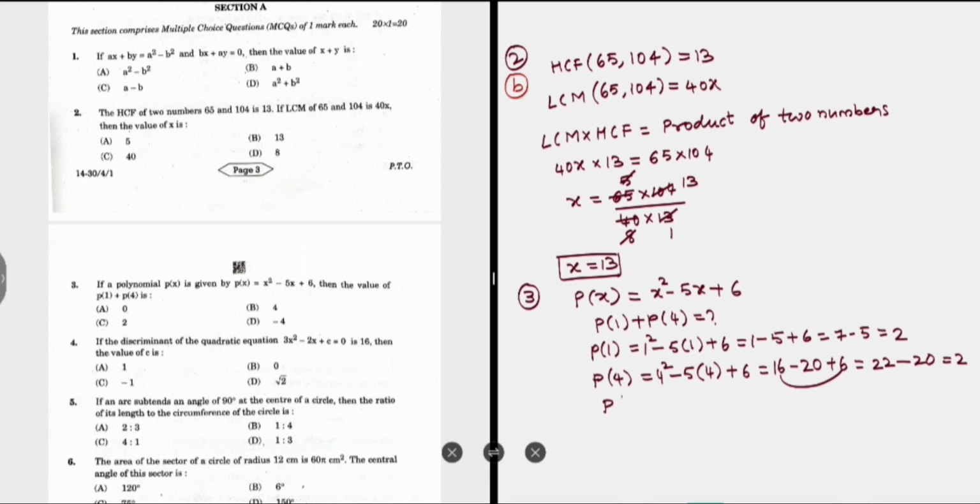So what is P of 1 plus P of 4? P of 1 plus P of 4 is 2 plus 2, which is 4. So 4 is the answer. Which option? Option B is correct. Question number 3, option B is correct. Now let's see question number 4, how to solve.